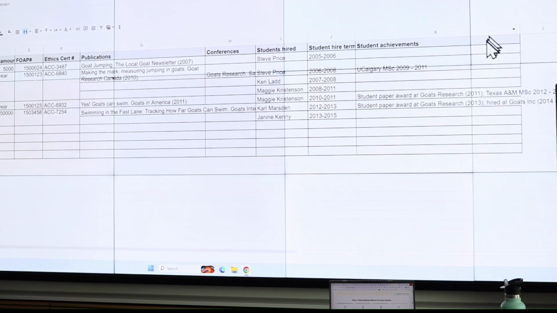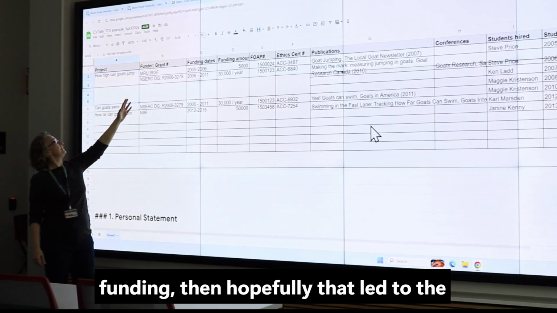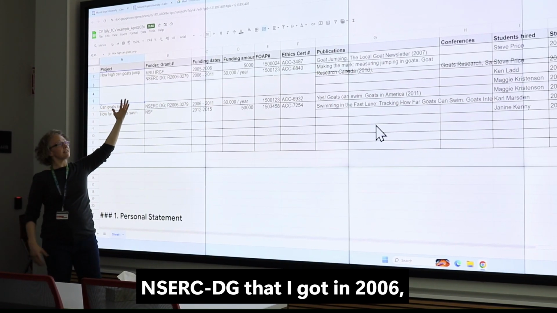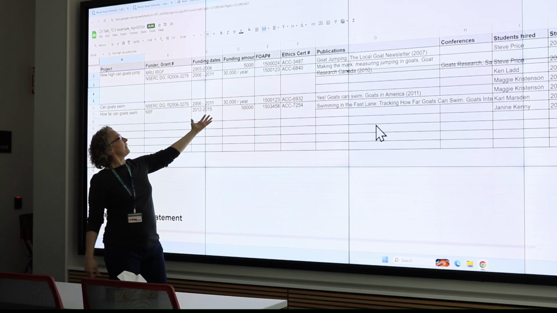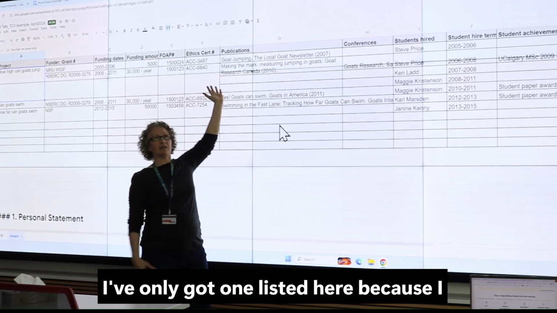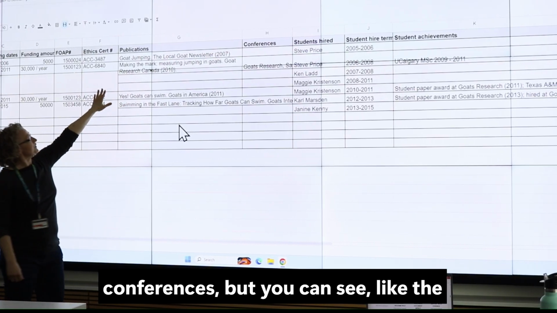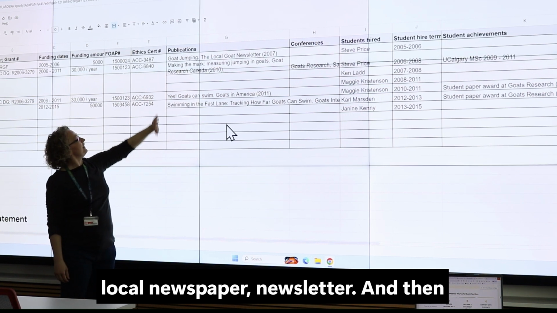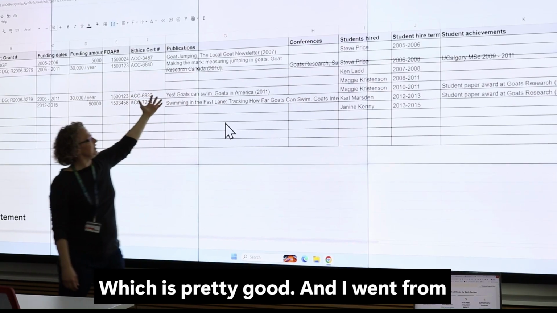Because if IRGF in this context is seed funding, then hopefully that led to the NSERC DG that I got in 2006, which led to $30,000 a year. Woohoo! And then that led to more publications. I've only got one listed here because I was running out of time. More conferences, but you can see, like the first publication I had was just in a local newsletter. And then I got into a national publication. What? Which is pretty good.